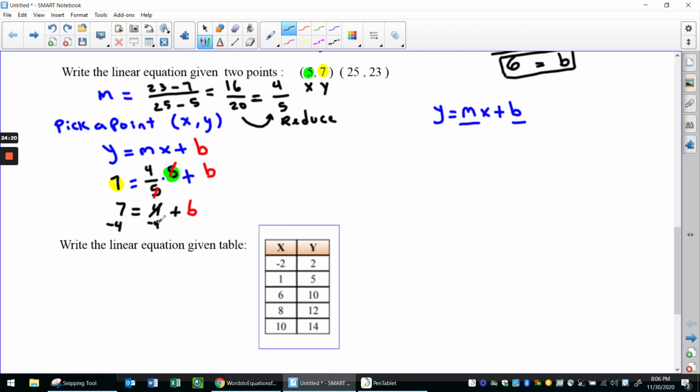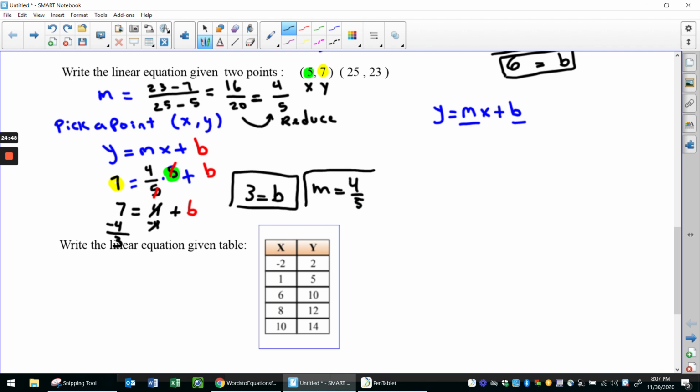It's balancing your equation. We're going to come up to balancing equations next week. So 7 minus 4 is 3. Still not getting enough room here, but hopefully you'll follow me. 3 is equal to b. Okay, so b is 3. My slope is 4 over 5, right?